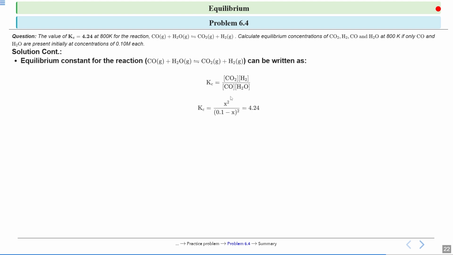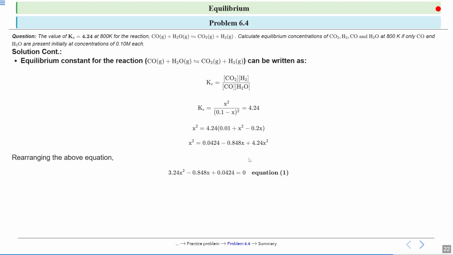If you put the values here, you will get X square divided by 0.1 minus X whole square, which is 4.24. Now if you just solve it further, you will get a quadratic equation, which is written as X square is equal to 0.0424 minus 0.848x plus 4.24x square. Just rearrange this equation in the standard form and name it as equation number 1.